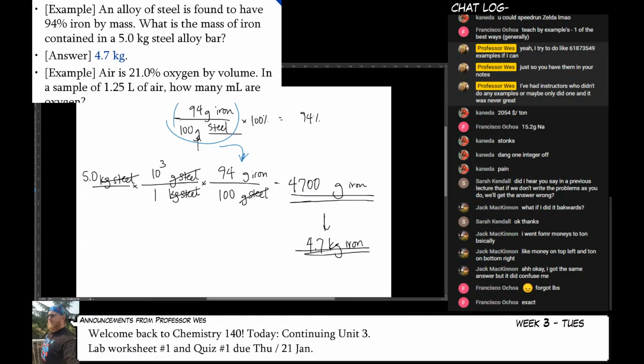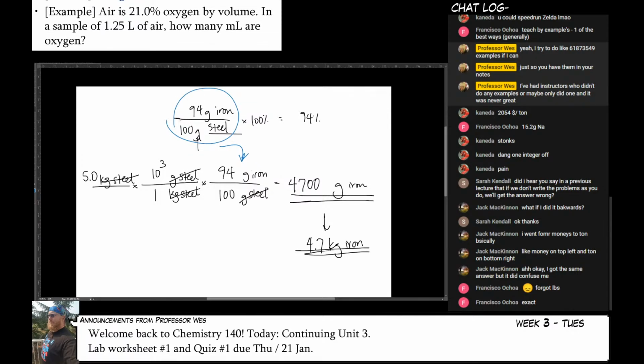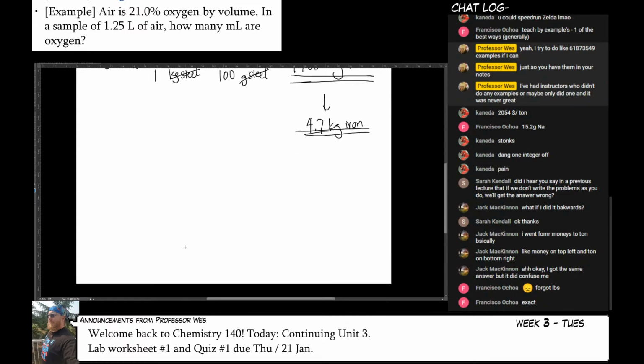Alright, let's do another one. Air is 21% oxygen by volume. How many milliliters of oxygen are in a 1.25 liter sample of air, such as in, say, your lungs? Because that's about the volume of them. How would I do that? You do it the exact same way. And you do that by just writing a percentage out.